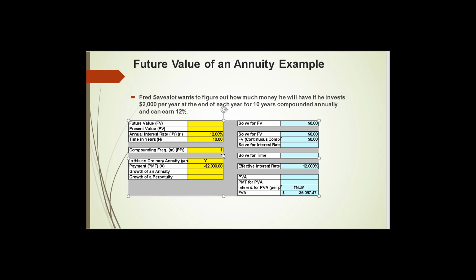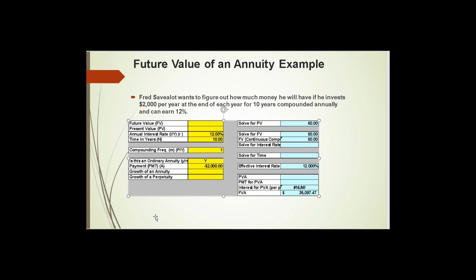Annual compounding, you're told. Now we have a payment box, and in this payment you have to put the $2,000. But since he's investing it, you enter a negative $2,000. So this $2,000 investment each year for 10 years, that's $20,000 invested overall, is going to grow to $35,097.